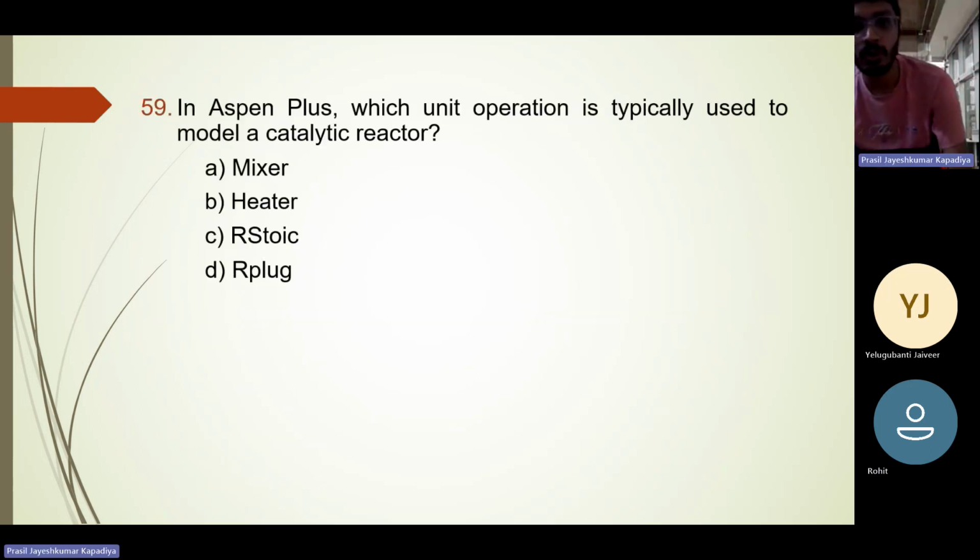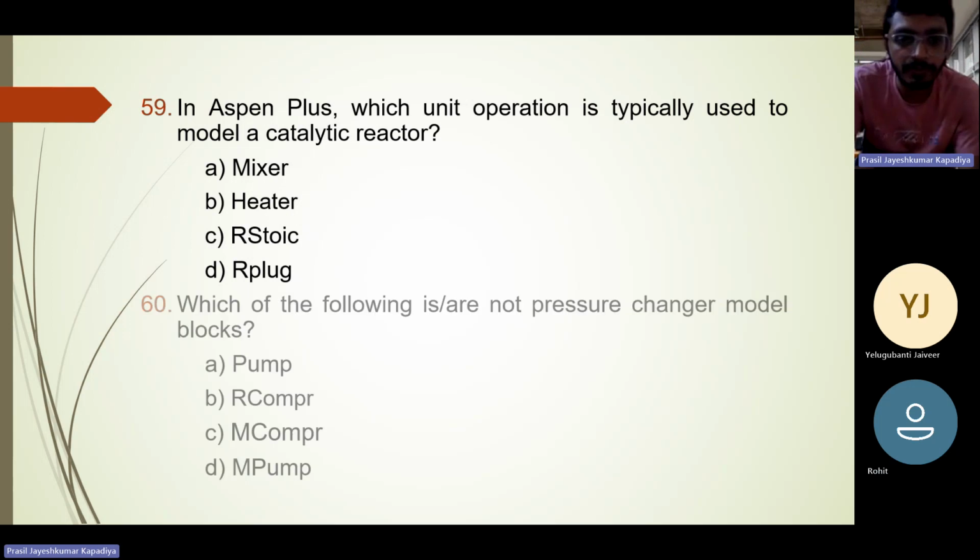In Aspen Plus, which unit operation is typically used to model a catalytic reactor? Plug flow reactor. It's a catalytic reactor. If you remember the LHHW problem that we solved, we defined catalyst density and bed voidage. So it is for RPlug.